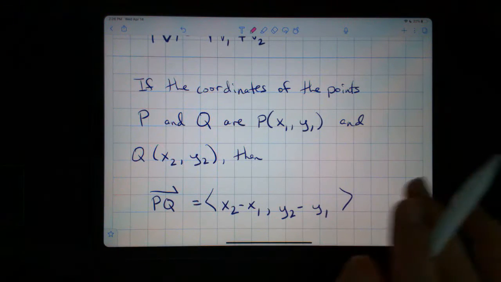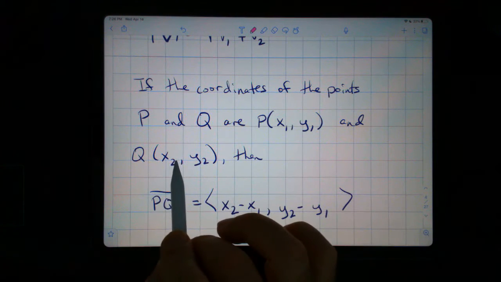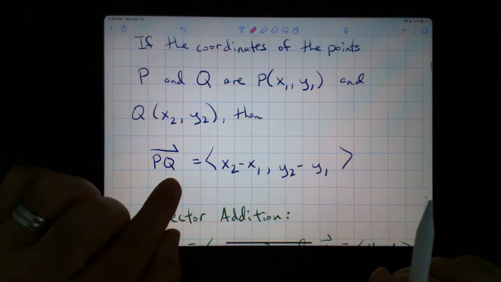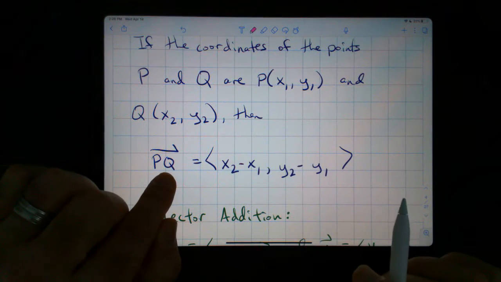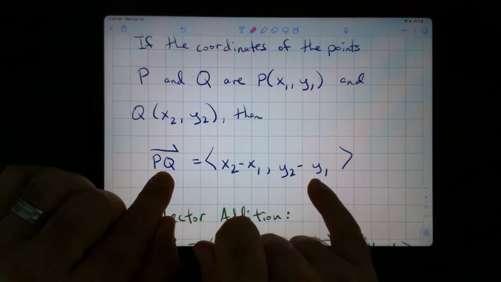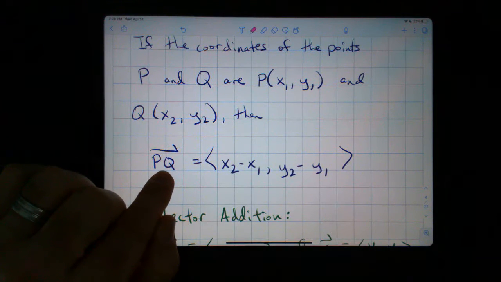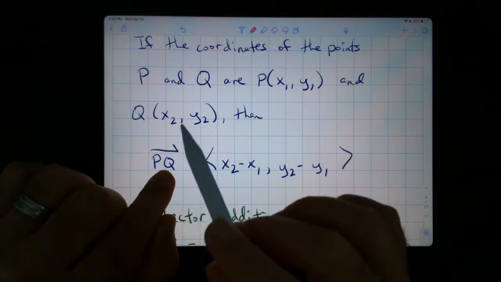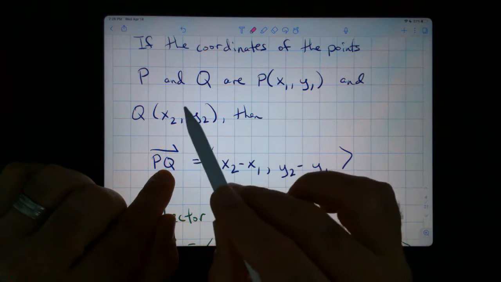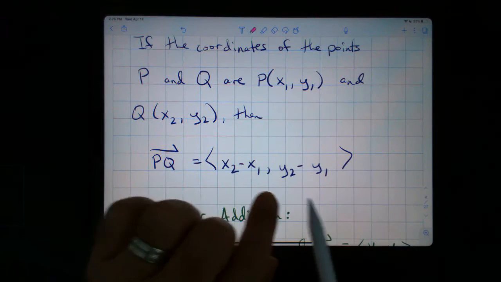Now, if the coordinates of the points P and Q are P(x1, y1) and Q(x2, y2), then vector PQ is equal to ⟨x2 minus x1, y2 minus y1⟩. Here your order does matter because this vector PQ begins at point P and ends at point Q. So therefore, you will subtract Q minus P, 2 minus 1 in both instances.